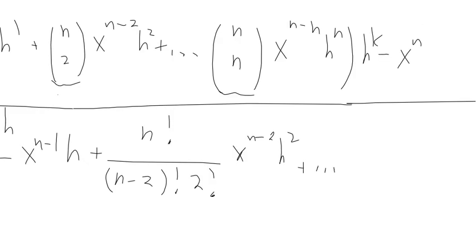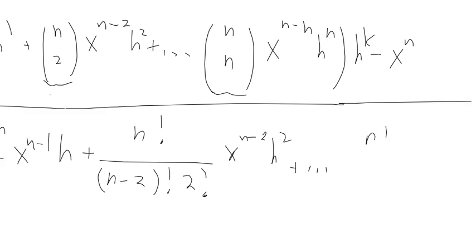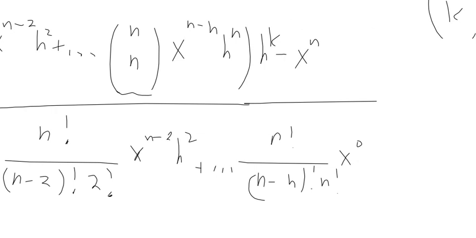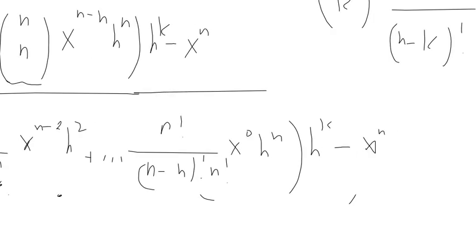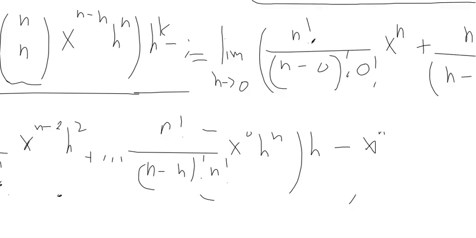n choose n, let's see what that gives us. That'll be n factorial over (n minus n) factorial times n factorial. x to the n minus n is x to the 0, which is 1, times h to the n. All of this is multiplied by h to the k, minus x to the n, all divided by h. So divide everything by h.